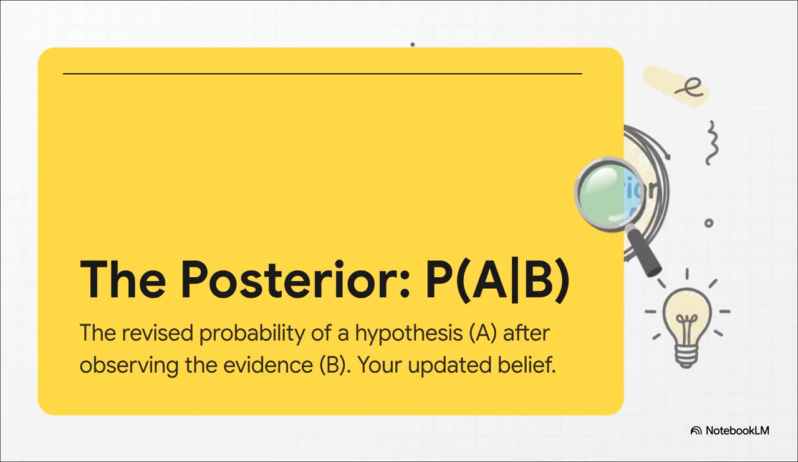And finally, this is where the magic happens. We get to the posterior probability. This is your new updated suspicion. It's what you get when you systematically combine your initial hunch, that prior, with the power of your new clue, the likelihood. What you're left with is a revised, smarter, and way more informed belief.